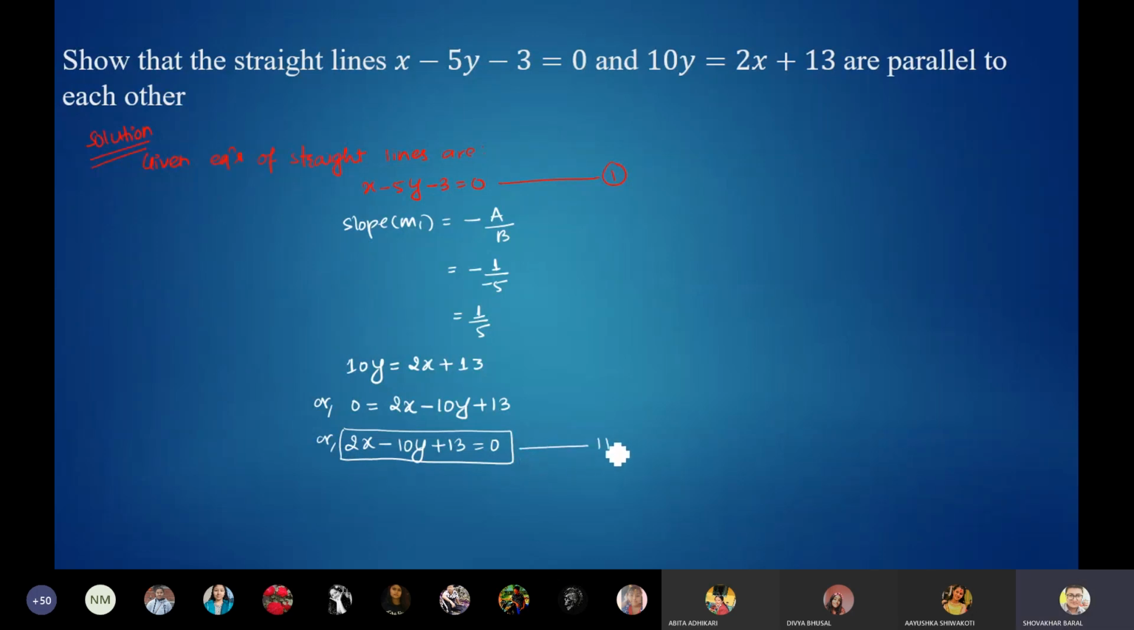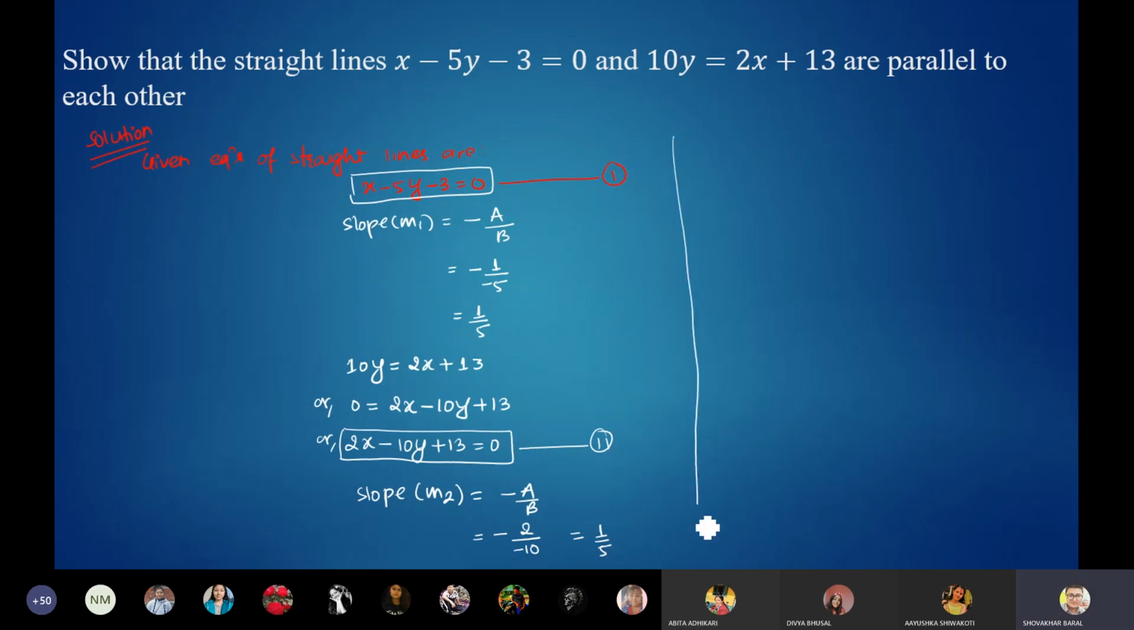Now it is in the standard form, that is ax plus by plus c equals 0. So slope of this line m2 is equal to minus coefficient of x divided by coefficient of y, that is minus a upon b. Minus a is 2 and b is minus 10. So it will be equal to 1 divided by 5. I hope you understand this.